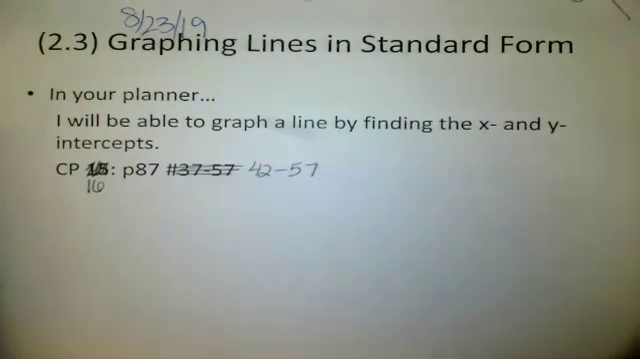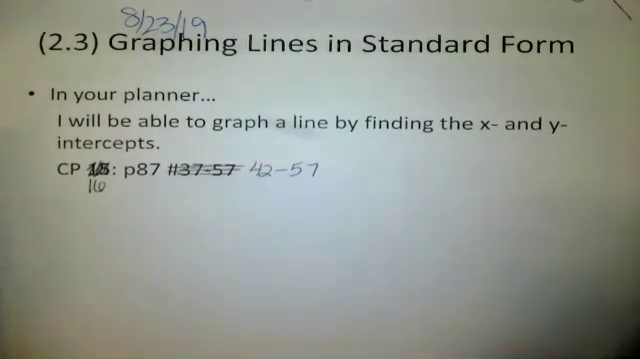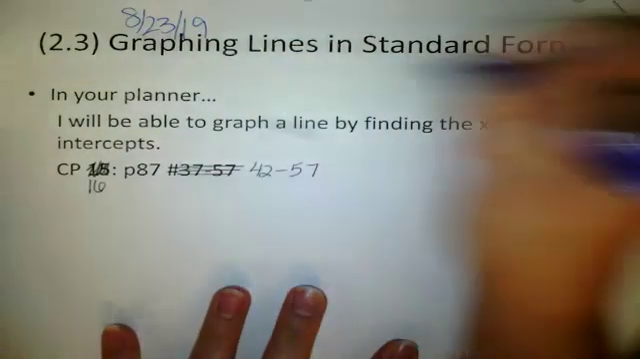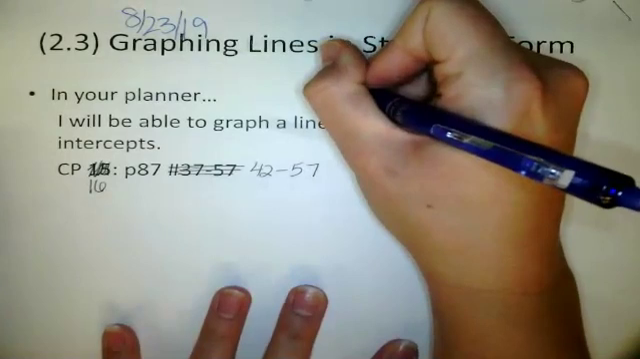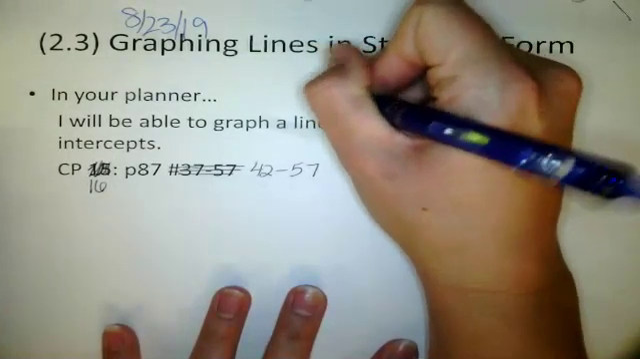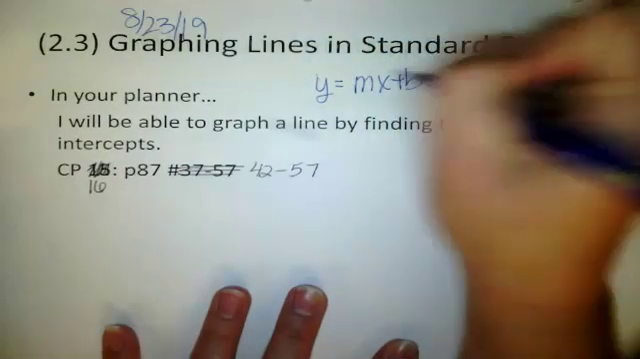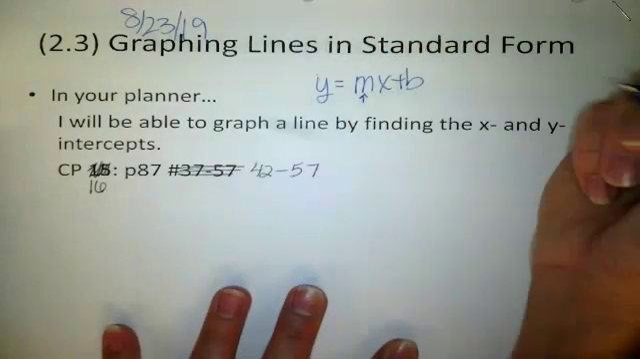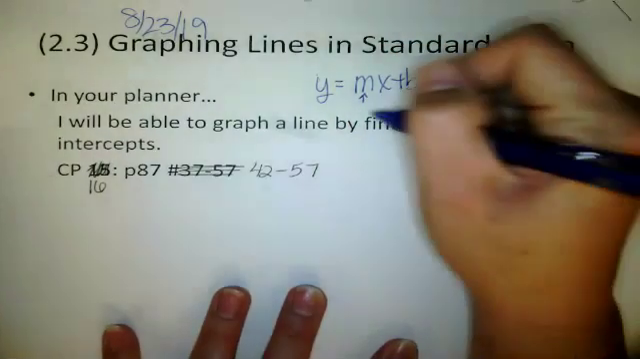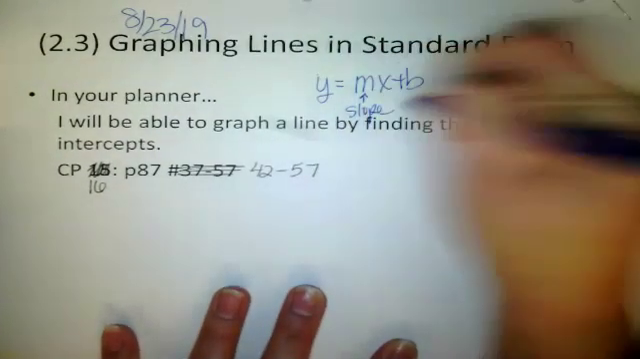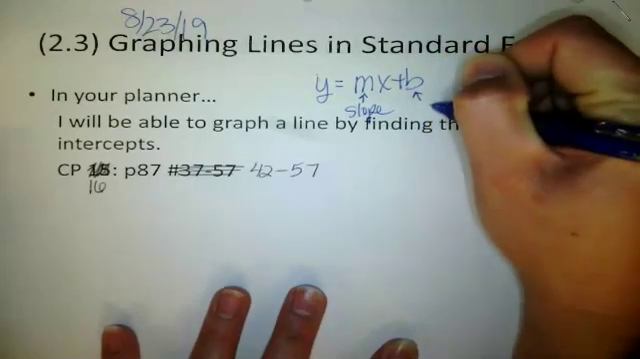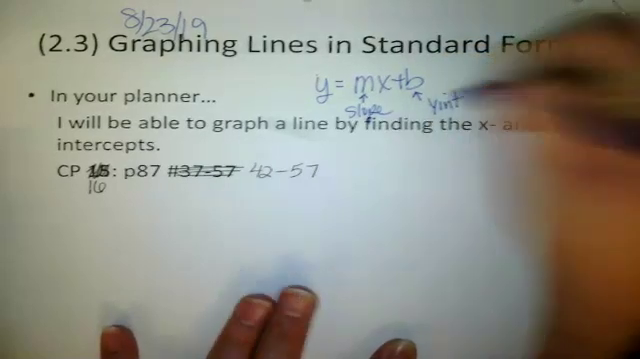We are graphing lines in standard form today. The last 2 days we've done graphing in slope-intercept form. What's slope-intercept form? Y equals mx plus b. Very good. And what's the m? Slope. Very good. And the b? Y-intercept.